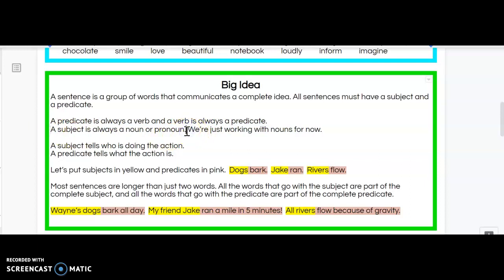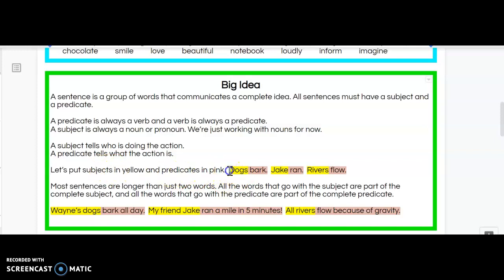Now today we're just looking at nouns. We'll get into pronouns another day, very soon. So what you're looking for in your sentences are the verbs, which are predicates, and the nouns, which are subjects. All right. A subject tells who is doing the action. A predicate tells us what that action is. Subject, who's doing it? Predicate, what are they doing? So let's put subjects in yellow and predicates in pink just for our practice.